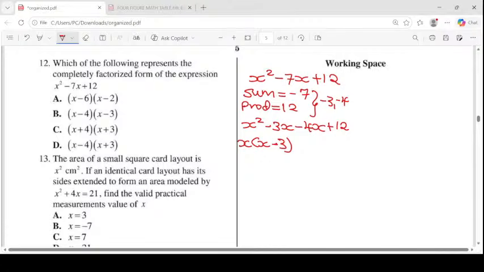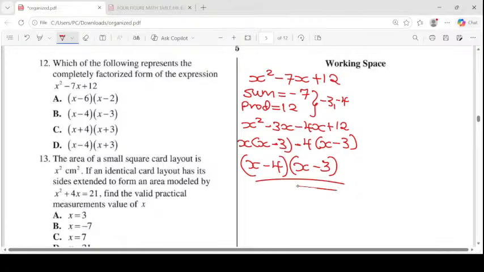Then negative 4 into x minus 3. Those that are outside the bracket, you wrap them in one bracket. This will become x minus 4. Those that are inside the brackets, that is the x minus 3, you are only going to pick one. So this will be x minus 3. And this is the fully factorized form: x minus 4, x minus 3. Be very keen with the sign. This makes the correct answer B for boy for question number 12.